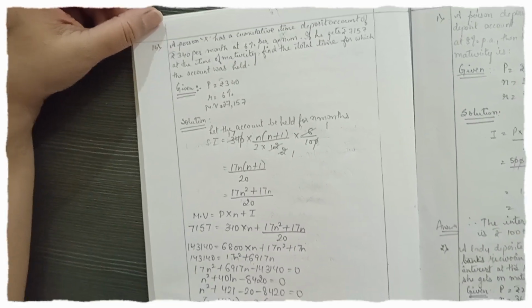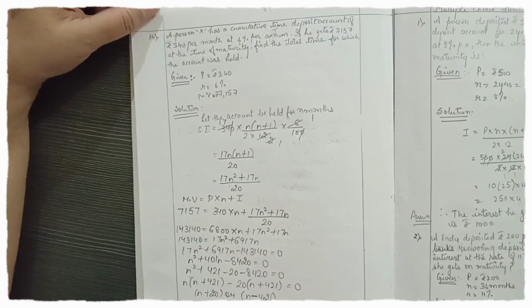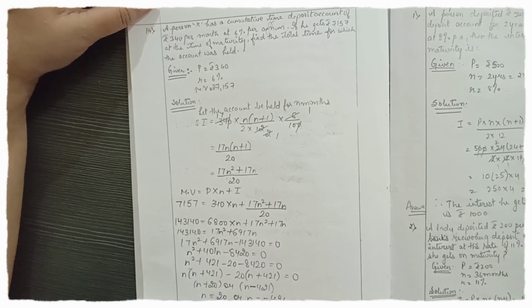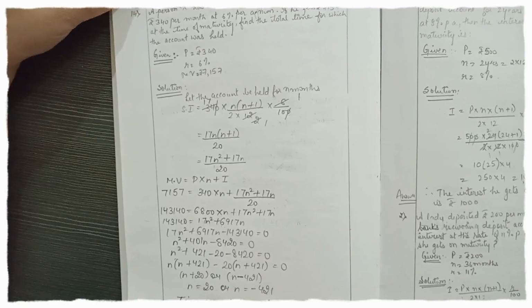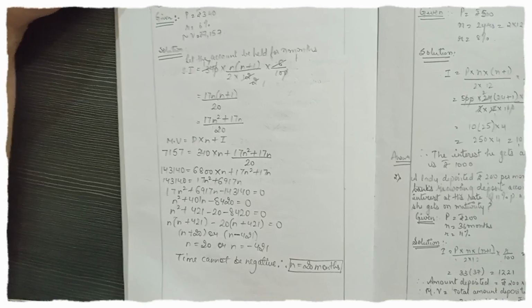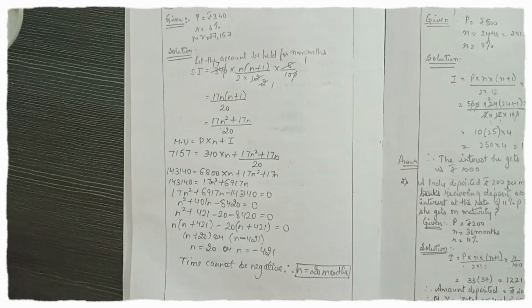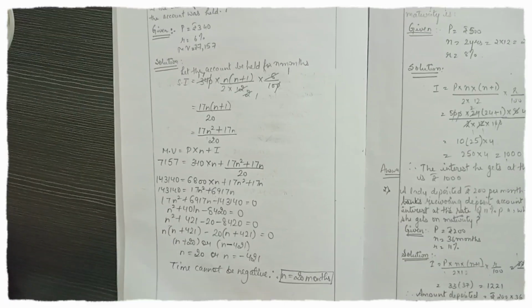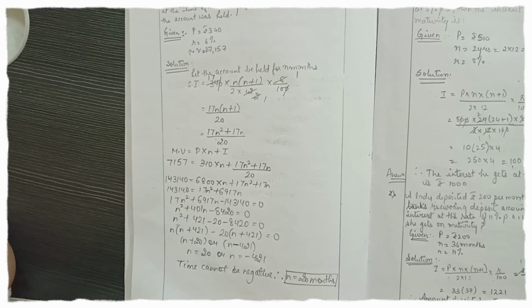A person has a cumulative time deposit account of rupees 340 per month at 6% per annum. If he gets rupees 7,157 at the time of maturity, find the total time for which the account was held. P is equal to rupees 340, R is equal to 6%. Maturity value attained is 7,157. So let the account be held for n months.